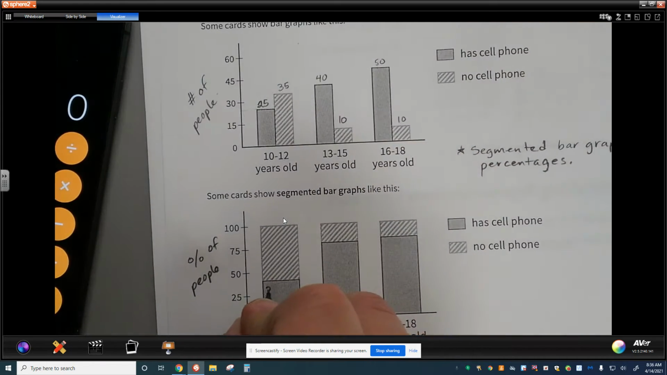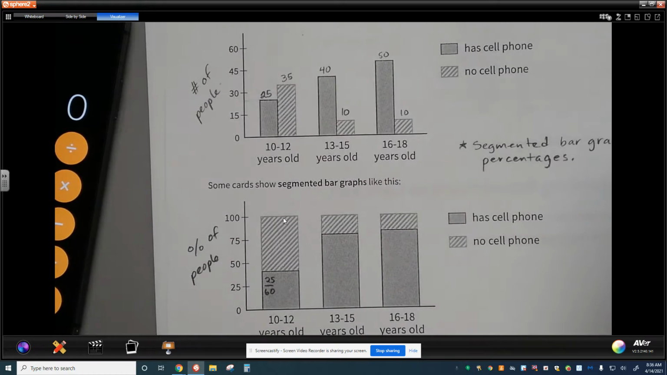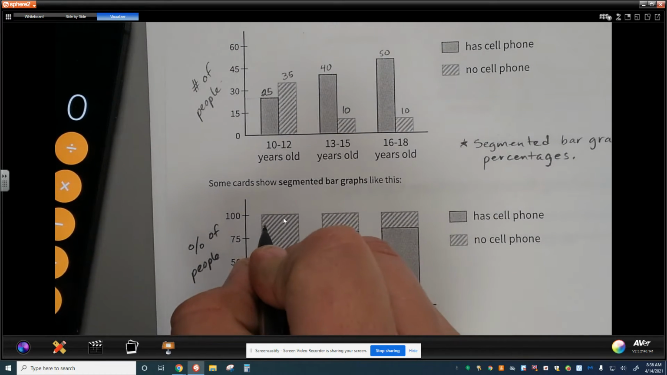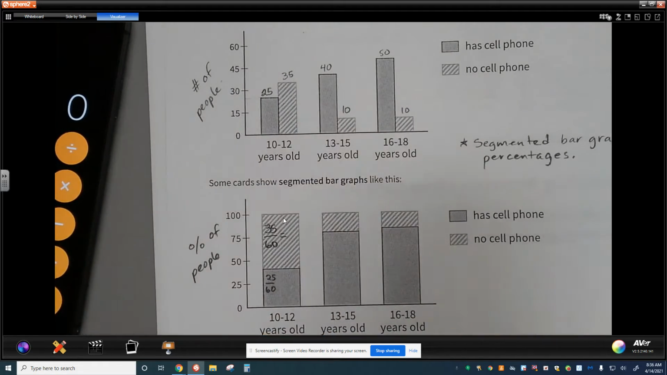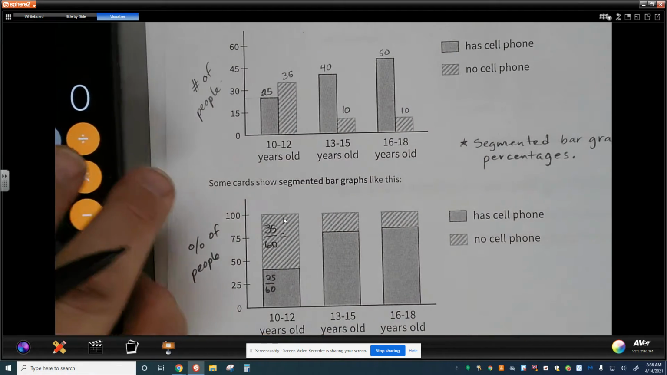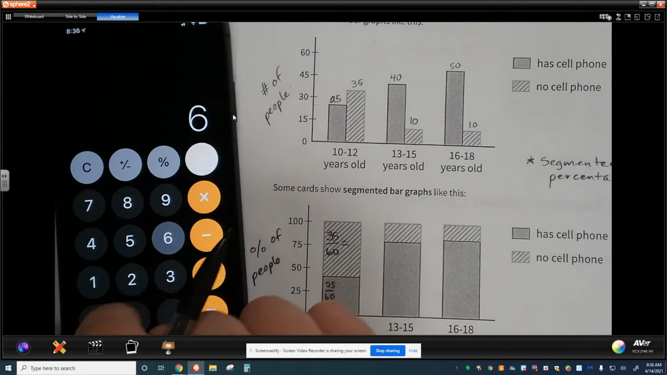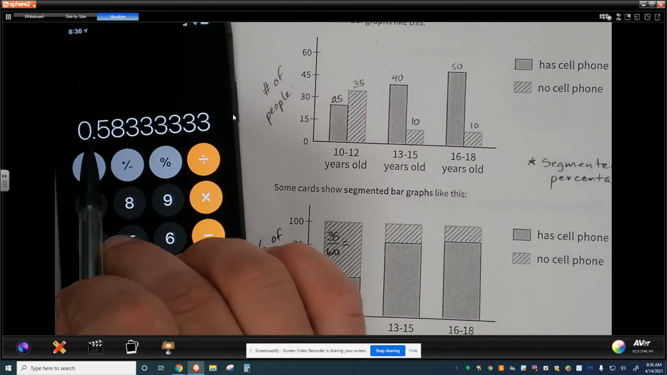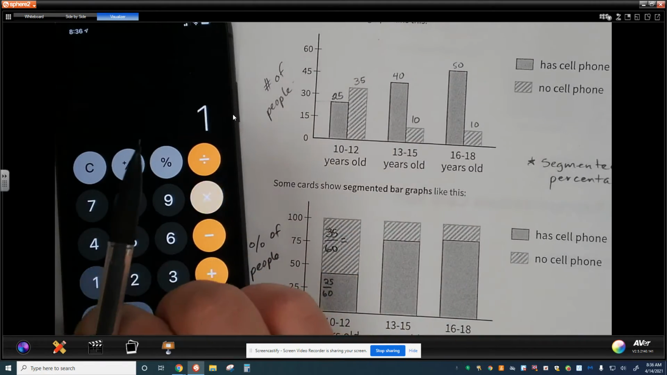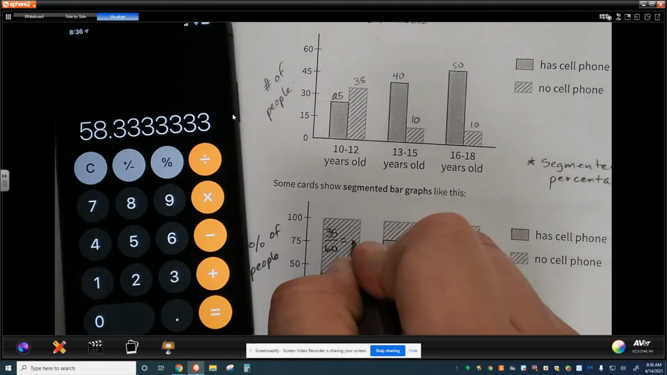So we could say 25 out of 60 have a cell phone, and 35 out of 60 do not have a cell phone. Just with a calculator, we can take these values. 35 divided by 60 gives us a decimal, and if we multiply by 100, we learn that we have about 58%.